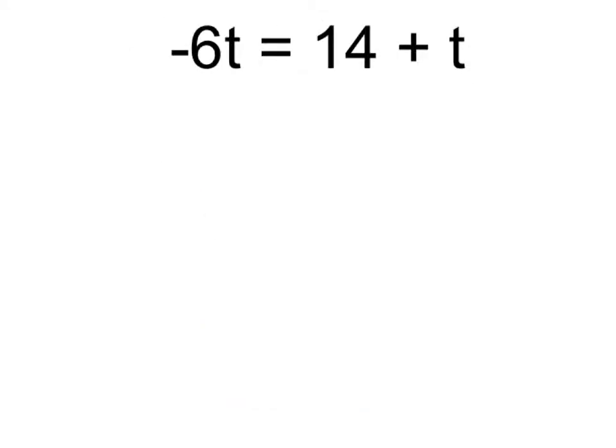Here we have negative 6t equals 14 plus t. Let's get these t's on the left side of the equation. So the first thing that I'm going to do is rewrite the 14 plus t. And I know if we want to get rid of the t, we've got to do the opposite of plus, which is subtraction. So we're going to subtract t.